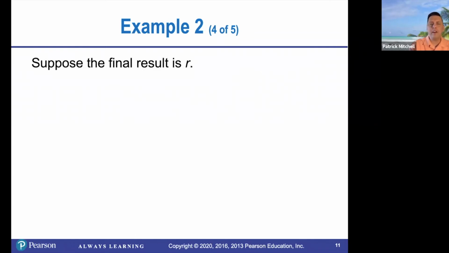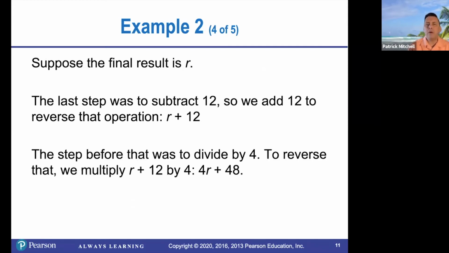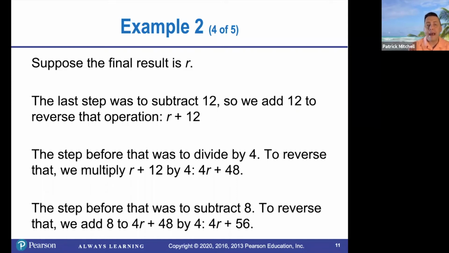Suppose the final result is R. The last step was to subtract 12, so we add 12 to reverse that operation. That gives us R plus 12. The step before that was to divide by 4. To reverse that step, we'll multiply by 4, which is going to give us 4R plus 48. The step before that was to subtract 8. So to reverse that, we add 8, 4R plus 48, and then add 8, which gives us 4R plus 56.